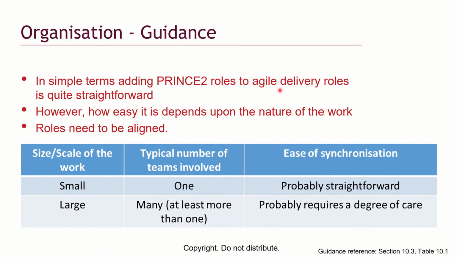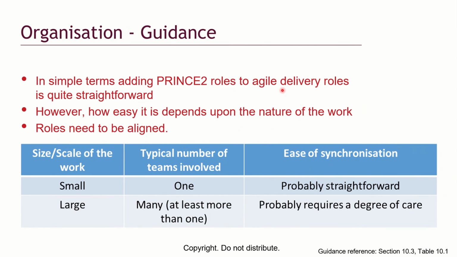In Prince2, you have the project manager role. In agile, as we have said, what we have is what? Scrum master or product owner. In some organizations, they even stop scrum master and they just use only product owner because they believe that a product owner can do the job of a scrum master. Okay, so it all depends on the nature of the work. Roles need to be aligned. It all depends on the size of the work.